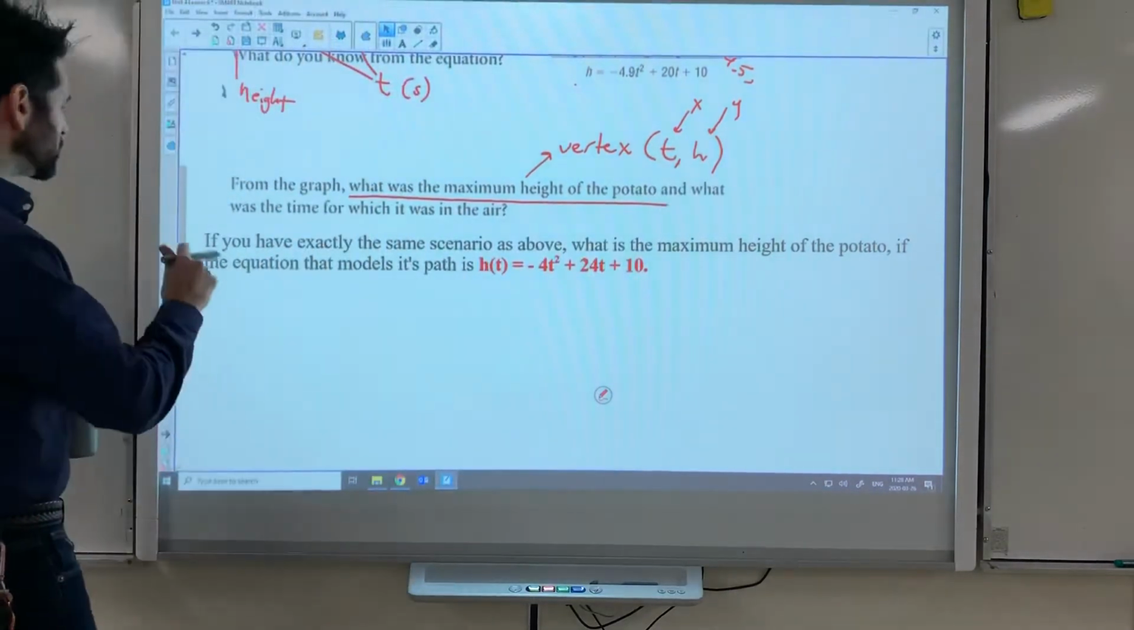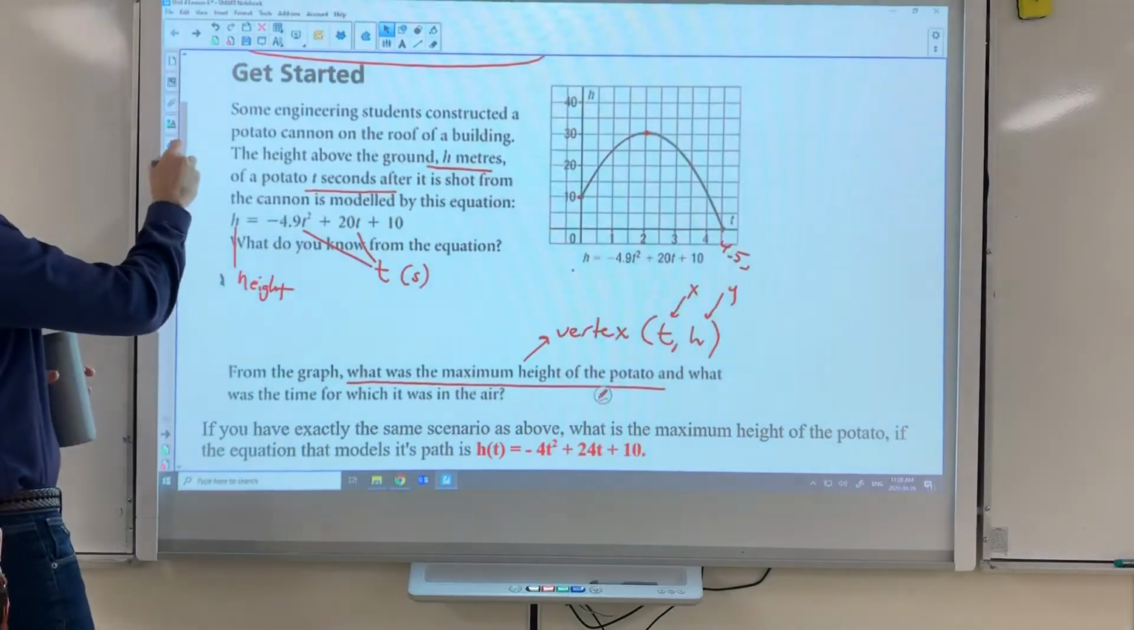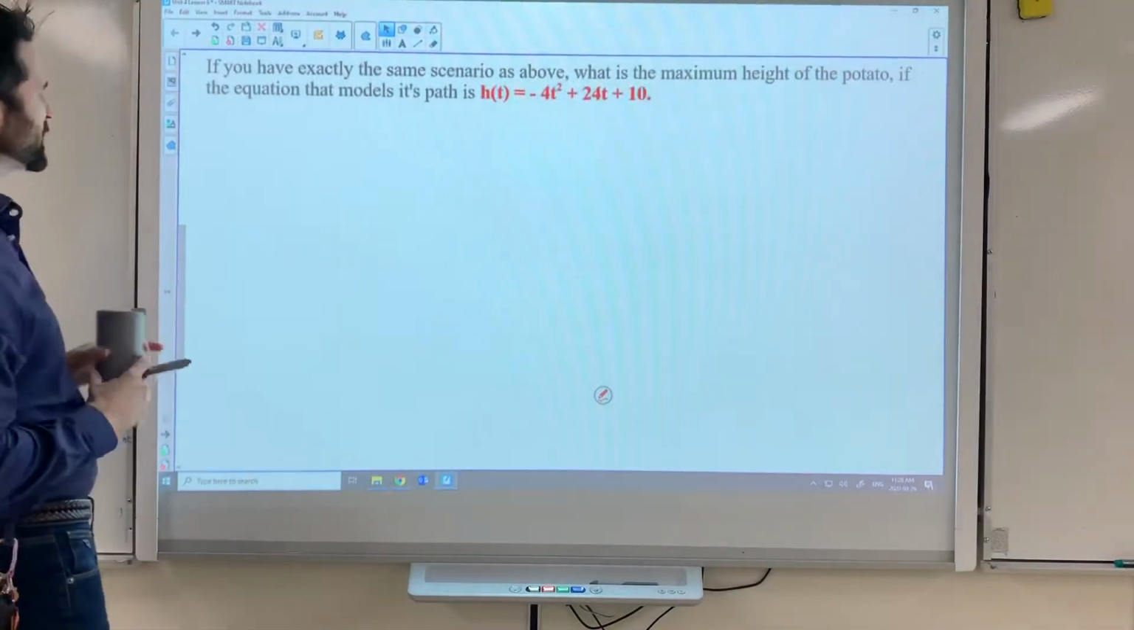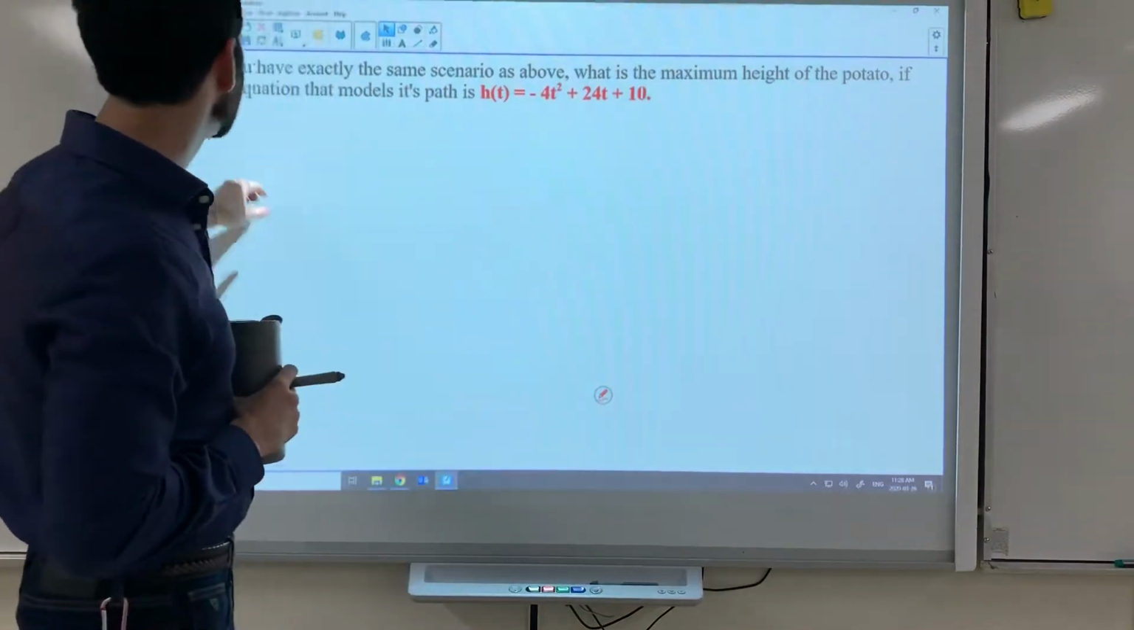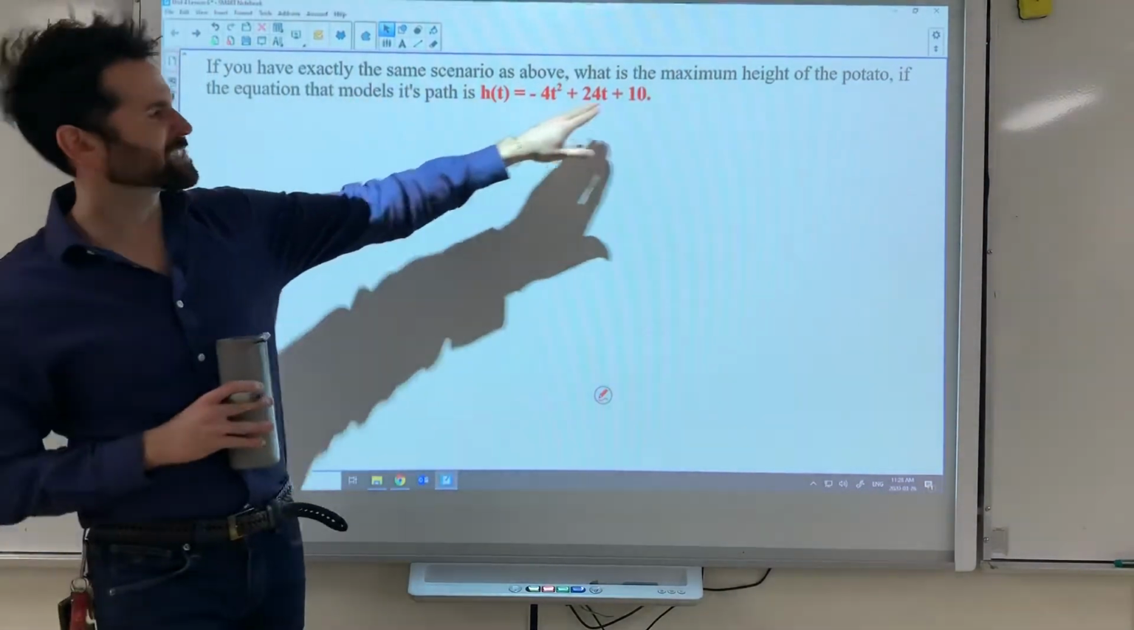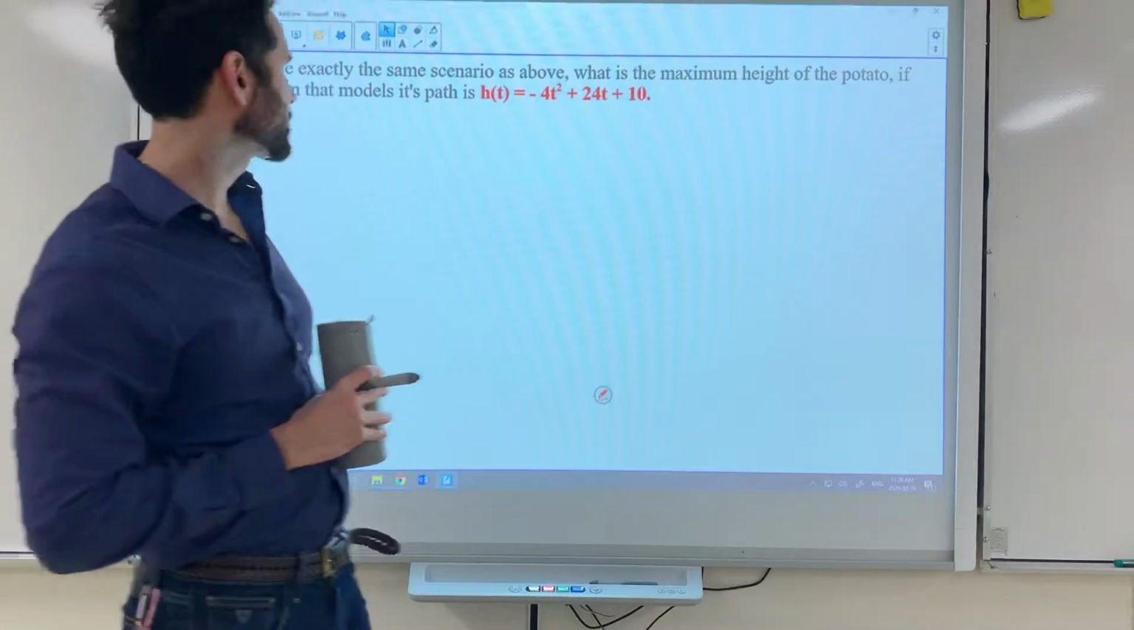So what I'd like to do is have exactly the same situation, but I'm just going to change the equation. Okay, so if you have exactly the same scenario, what is the maximum height of the potato if the equation that models its path is this one? Okay, this one's just going to be a bit nicer to work with.